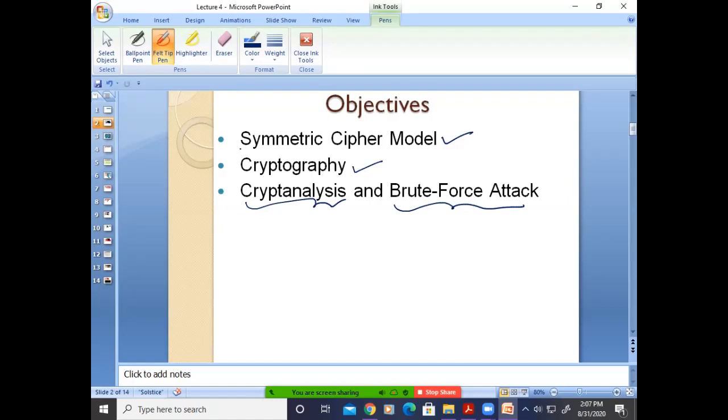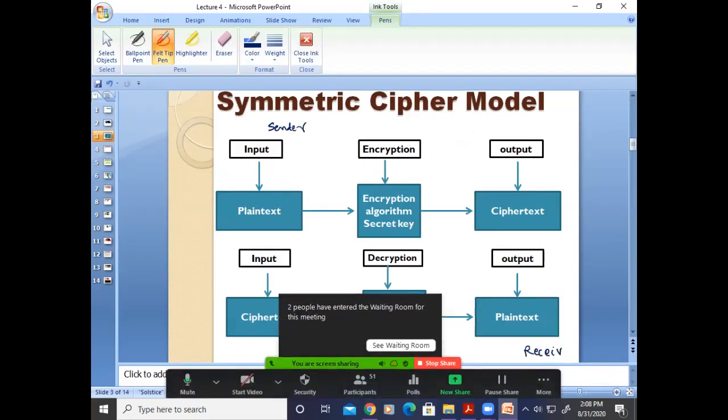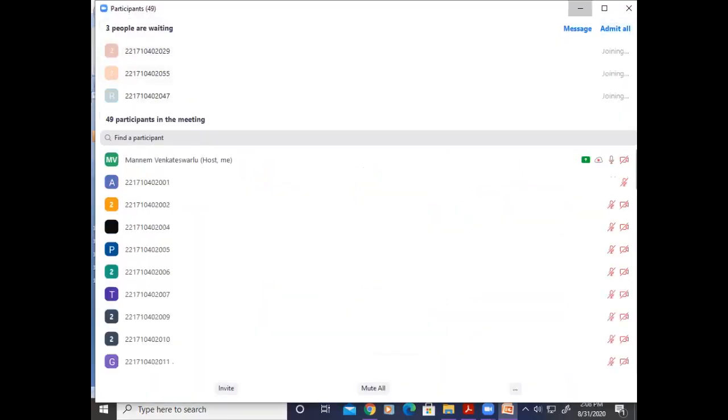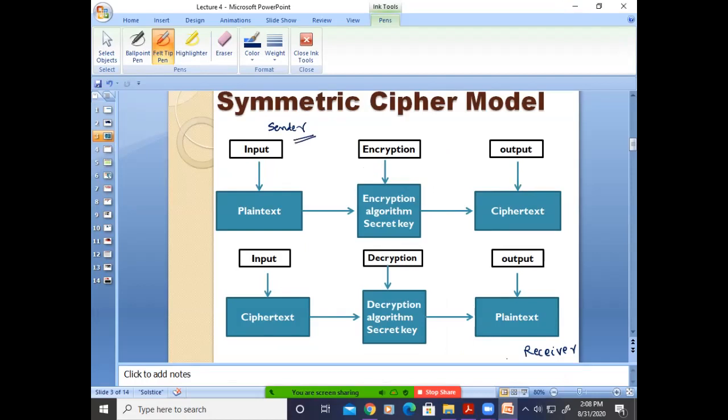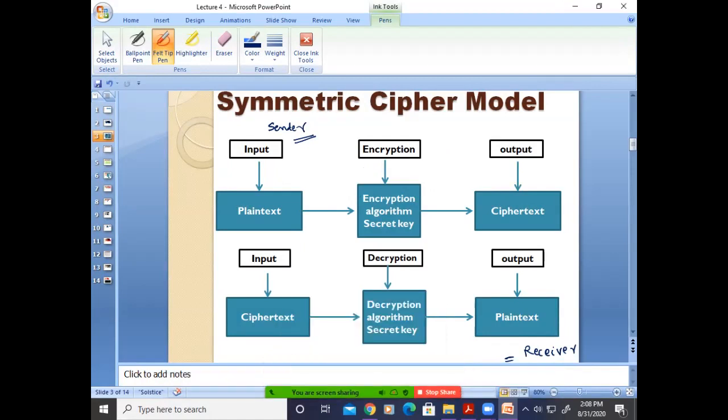So the symmetric cipher model, or symmetric encryption, means: suppose this is the sender side and this is the receiver side. When these two entities try to exchange information directly without encryption or any process, a third person can easily capture the data and use that information. So what this model indicates is that whatever information the sender gets from any resource is called plain text, which is in a readable format. That information will be converted into ciphertext using an encryption algorithm and, this is important, a secret key.